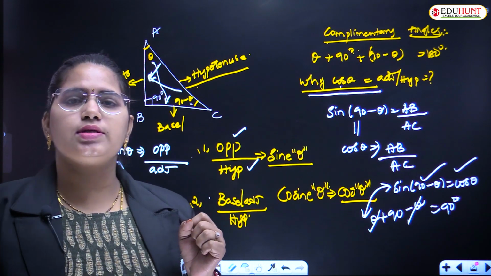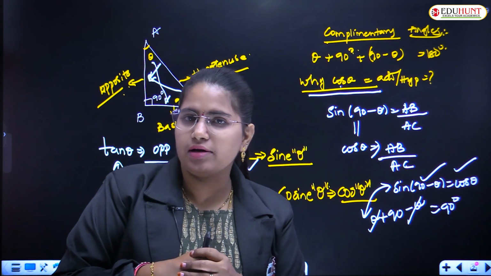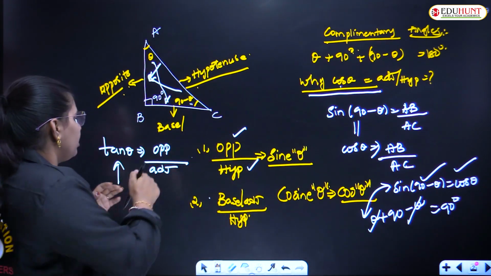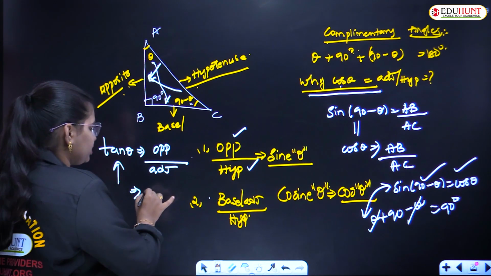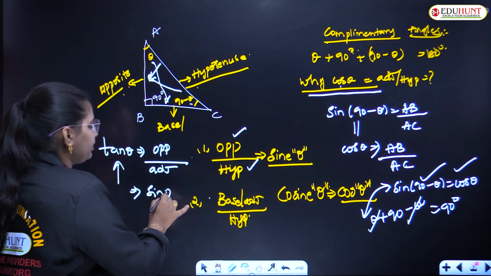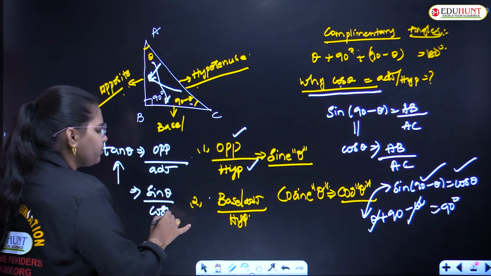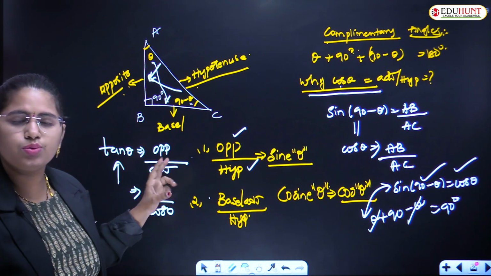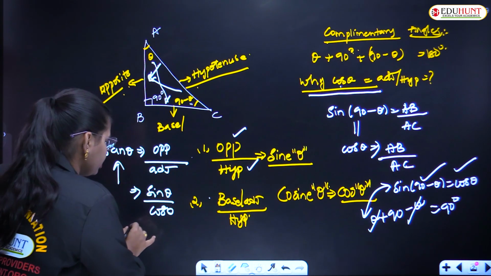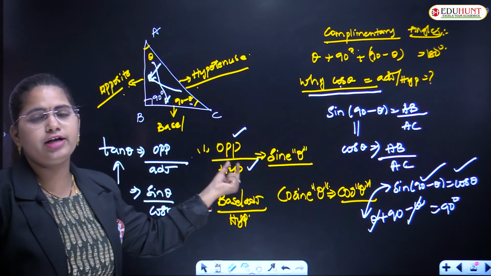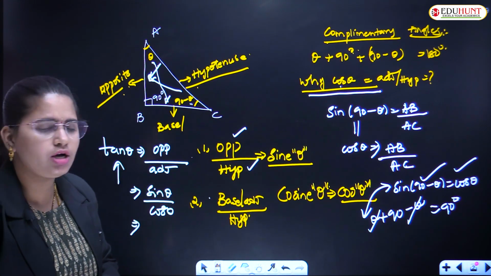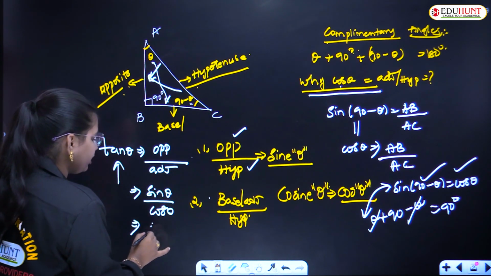Ratio of opposite side to adjacent side. Clear? Right. So what is tan theta? We can also write it another way. How do you know? It is the ratio of sin theta upon cos theta. How, ma'am? How? Look, I have already defined the meaning of sin theta. What is the definition of sin theta?